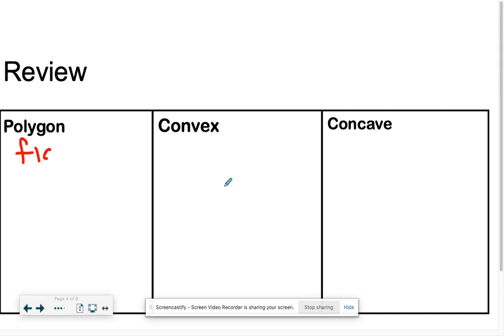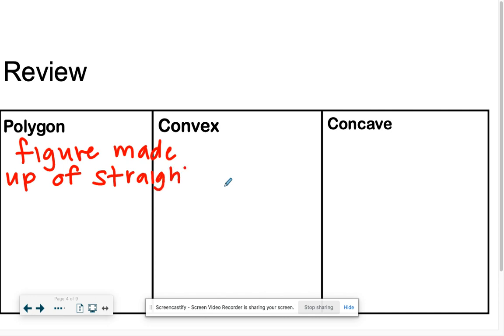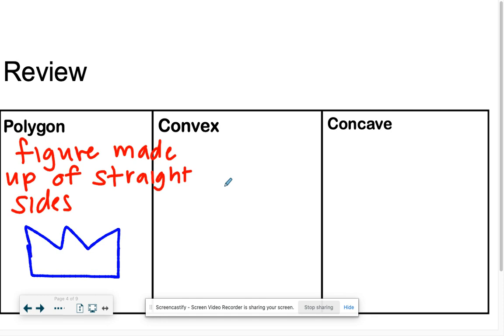So a figure made up of straight sides. Remember, it can have as many sides as it wants, but as long as it's closed and they're all straight, it's a polygon. So this would be a polygon. Kind of looks like a crown.